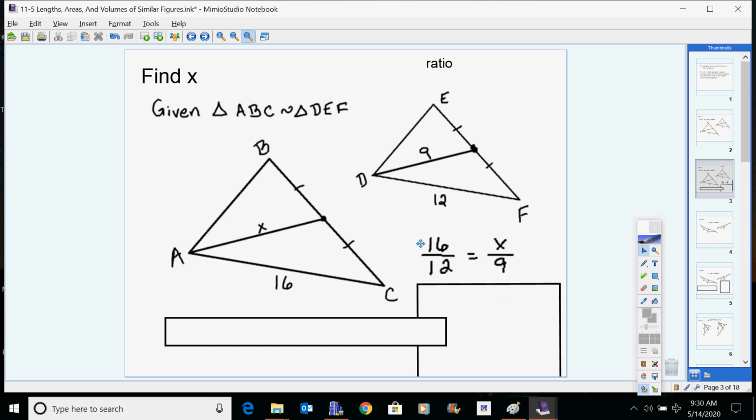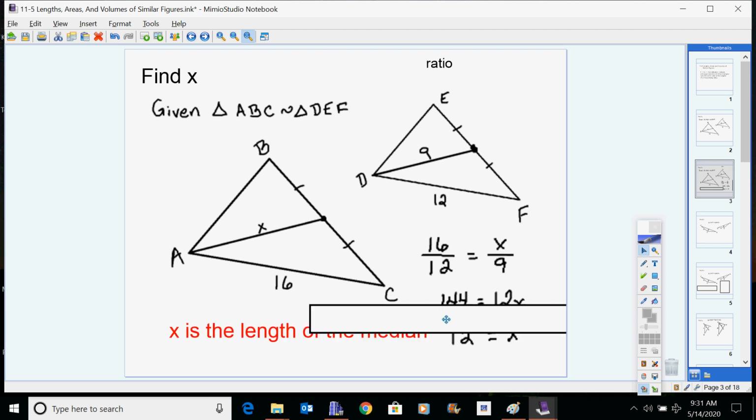If you wanted to, you could simplify this ratio first, or since you're using calculators, cross multiplying is probably, quite honestly, just much easier. You'd do 16 times 9, which is 144, equals 12x. And when you divide that out, you get x equals 12. So this number right here will turn out to be 12. It will not always match this. It just happens to this time. And just to review with you, x is the length of the median, which I had already said.